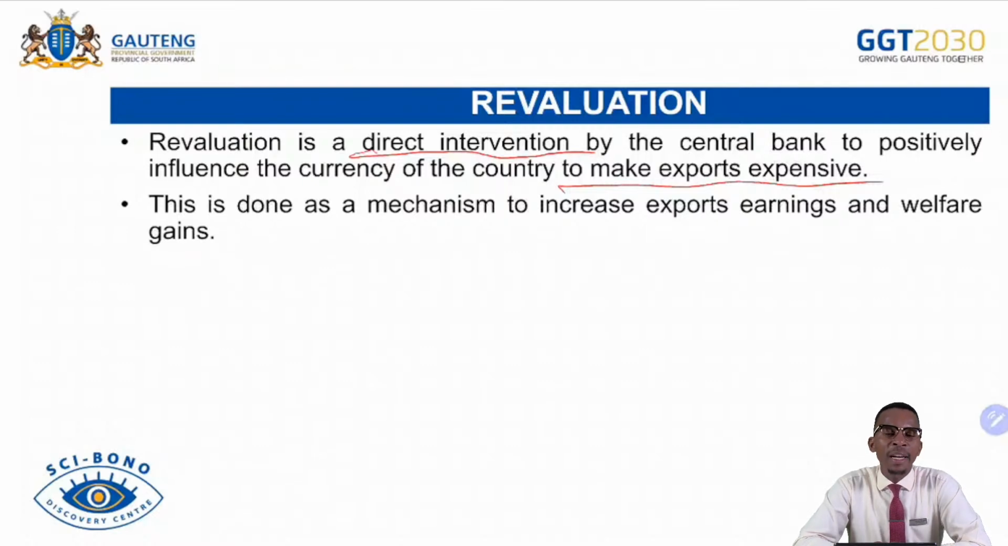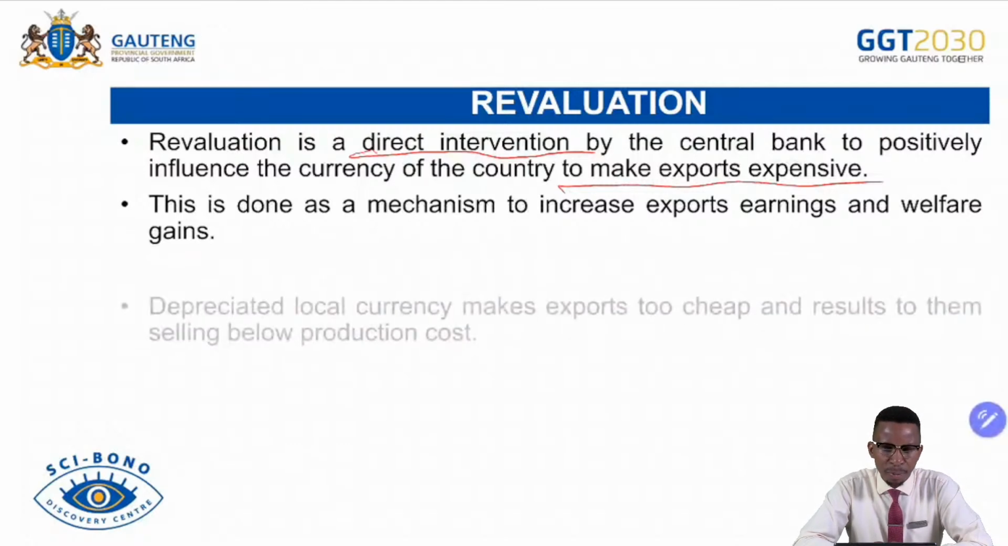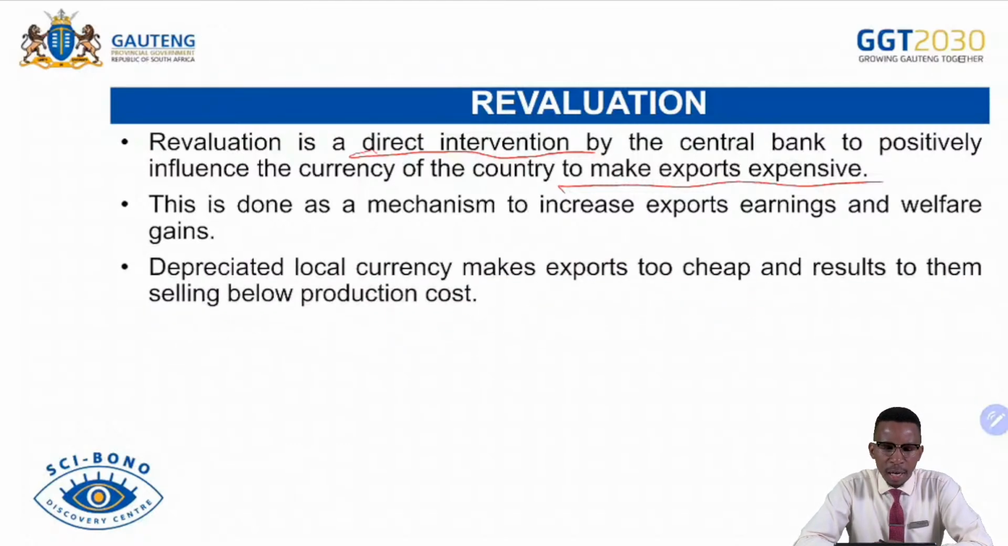So if ever our rand has been revalued by the central bank, remember we call that a direct intervention. That will lead to our exports becoming relatively expensive in the foreign market. As they become expensive, there might be more foreign earnings and improved terms of trade. However, we know the story. As they become expensive, if ever they are relatively elastic, that can lead to them not being highly demanded. They can easily be replaced because there will be alternative products to replace those goods and services exported by South Africa. A depreciated local currency makes exports cheap and results in them selling below the production cost.